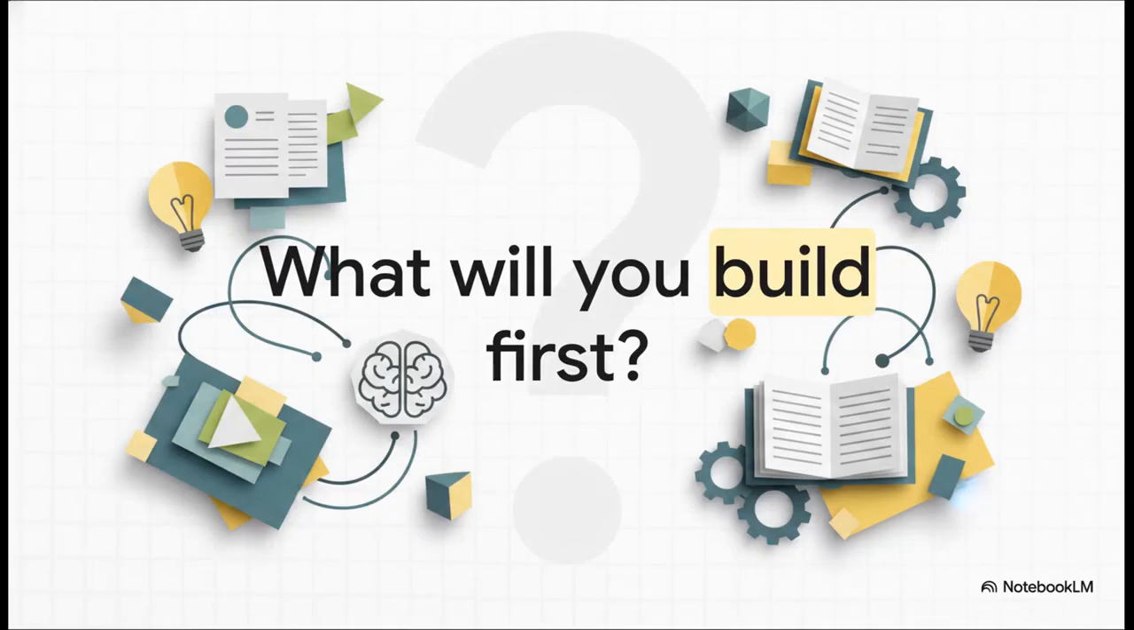So, we've toured the workspace. We've seen how absolutely crucial it is to upload the right documents, how to synthesize those documents through the chat, and how to generate brilliant artifacts in seconds. Which leaves us with one final, very exciting thought to consider. Now that you have an AI thought partner that only knows what you actively teach it, what will you build first?